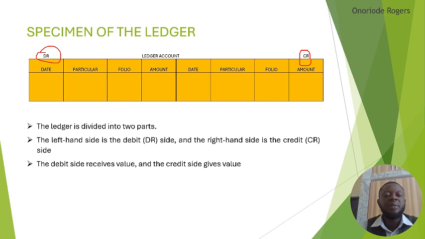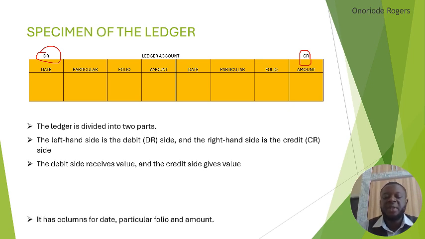So we also say the debit side receives value and the credit side gives value. Like we said in the double entry principle, you debit the receiver and credit the giver. So the debit side, which is the left-hand side, receives value. When the company is receiving value, it goes to the debit side of the affected account. But when it is giving out value, it goes to the credit side of the affected account.